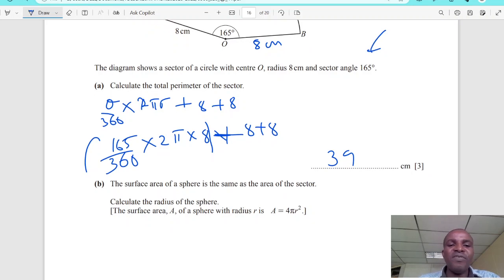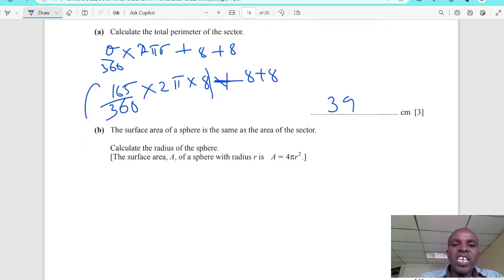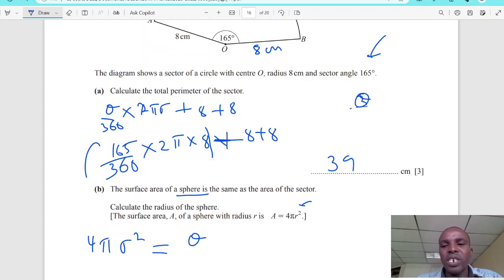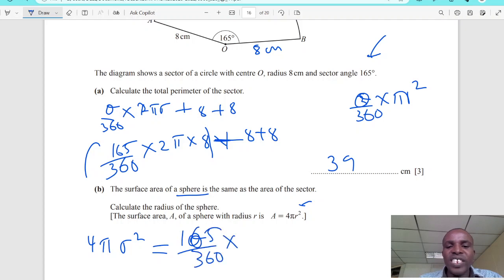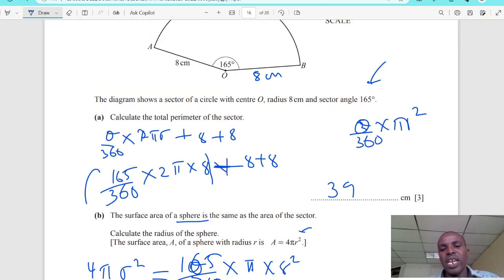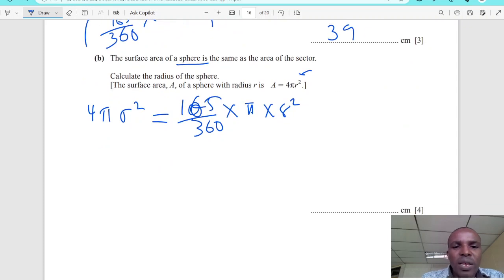The next, the surface area of the sphere is the same as the area of the sector. Calculate the radius of the sphere. Sphere, surface area is this one. So you say 4 pi r squared, that surface area of the sphere, is the same as what? You form an equation, the area of the sector, theta over 360 times pi r squared. That's area of the sector. So our theta is actually 165 over 360 times pi r squared, times radius is 8 squared. Like this. Then you simplify, you get your answer.